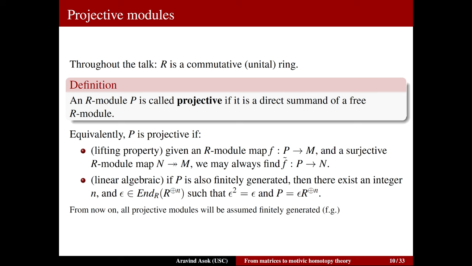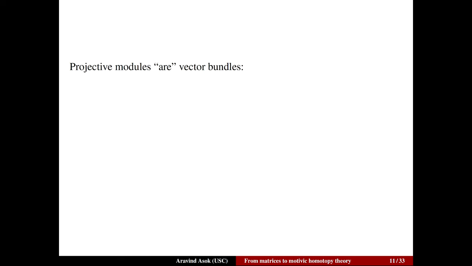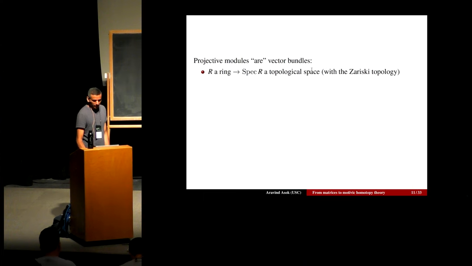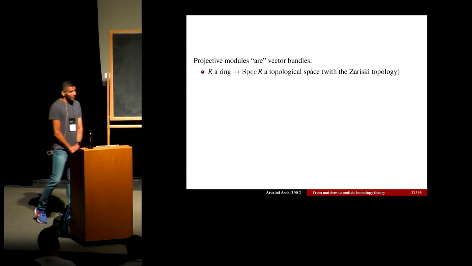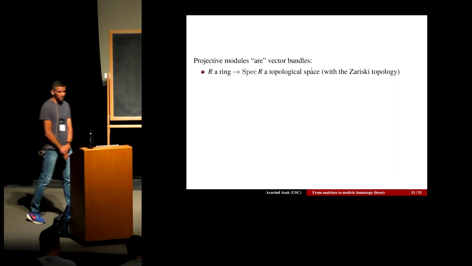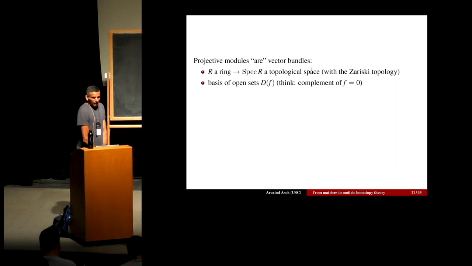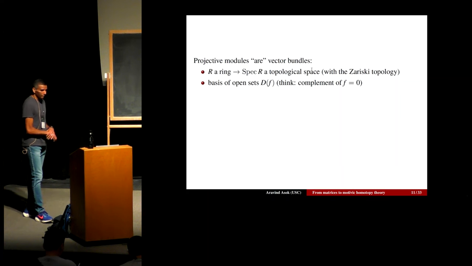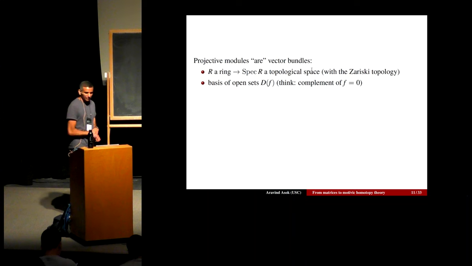All right, now, why is this similar to this topological problem? This idea goes back to Serre, at least, and the idea is that projective modules are the same thing as vector bundles. So if I have a ring, then I can always take its prime spectrum. That's a topological space with the Zariski topology. It has a basis of open sets, usually written D of F. These are roughly the complement of the vanishing locus of F equals zero.